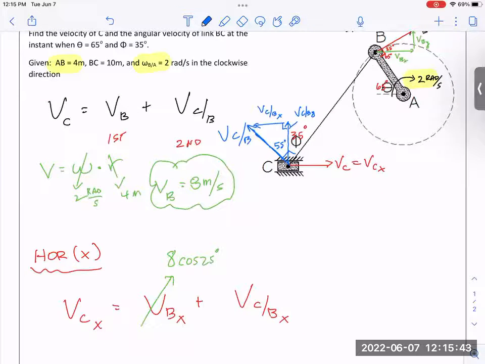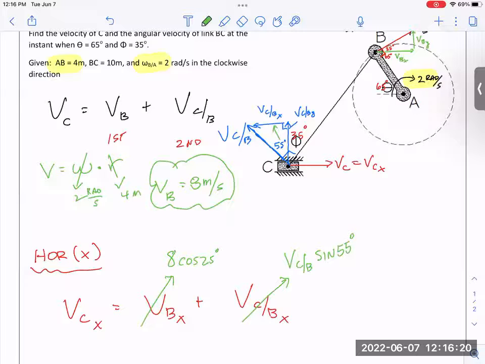Now, I don't know anything that's going on down there. I don't know any numbers. But I could at least replace this statement right here, velocity of C as it rotates around B in the X direction. I could say, well, that'd be the same as the velocity of C as it rotates around B, but times the sine of 55 degrees, because sine is opposite and the opposite one is the X one.